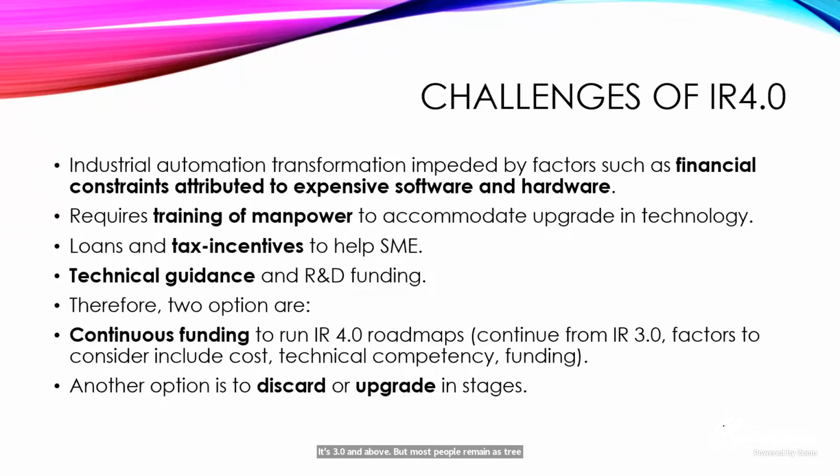You see, what type of constraints do they face? The first one is the software and of course the hardware. If you remember the definition of IR 4.0 in the earlier slide, it requires two elements to be integrated together, which is ICT and CPS. Okay, cyber physical system and ICT. So in order for SMEs to upgrade their manufacturing process to IR 4.0, it requires training of manpower to accommodate their upgrade.